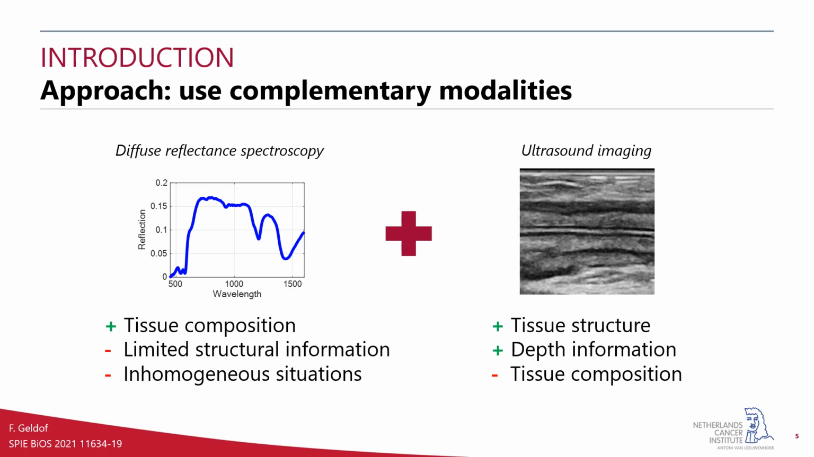Ultrasound imaging, on the other hand, can provide images of the tissue structure with a good resolution and more than sufficient sampling depth. In this new multimodal approach, we are combining the spectral information of DRS with the spatial information of ultrasound imaging to enable the analysis of more complex tissue structures and extract information from larger sampling depths.